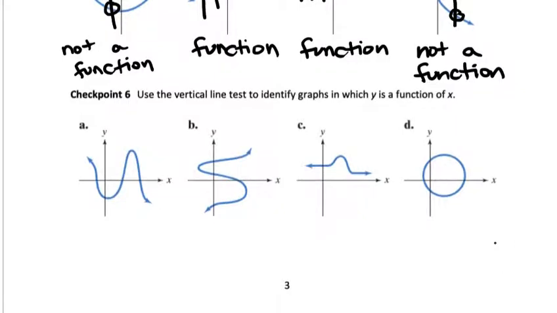So next you should look at checkpoint number 6. Do this in your notes and check your answer.